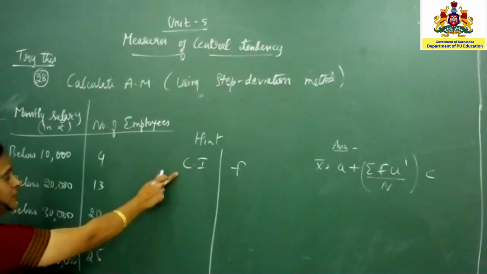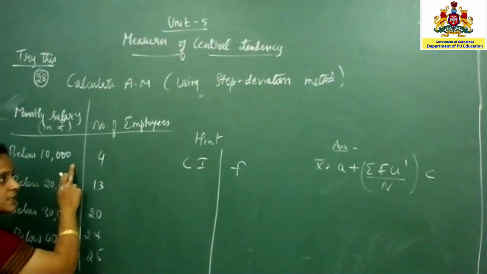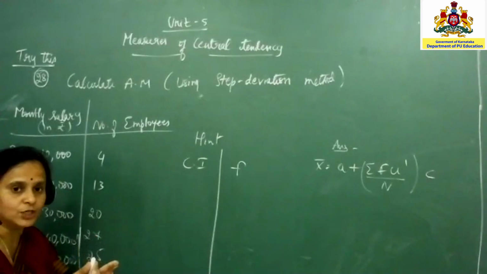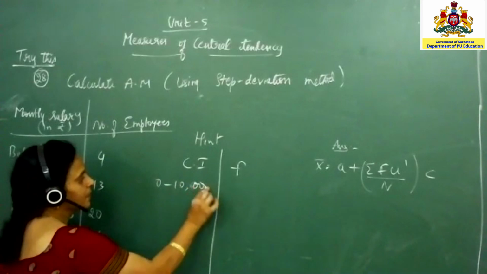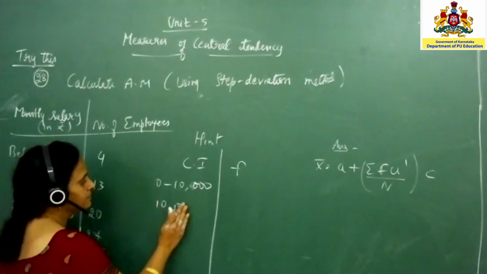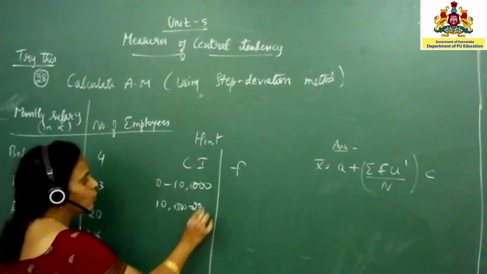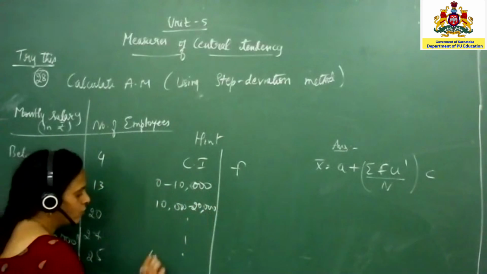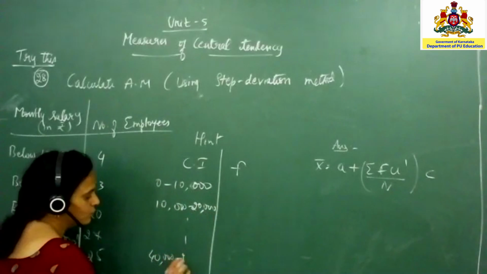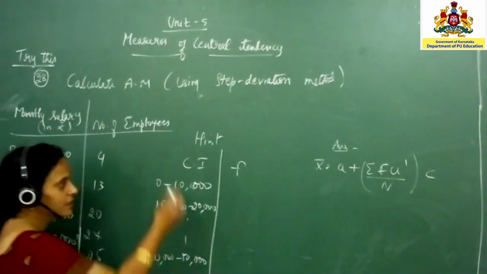Right? So to convert here, right? So here below 10,000 is there. So I have to start with 0 to 10,000. So start with 0 to 10,000, 10,000 to 20,000. Go on till where? So till below 50 is there. So 40,000 to 50,000. Right? So the same way carry on.